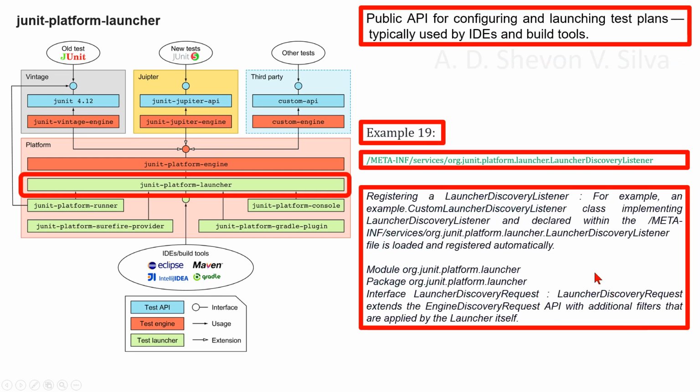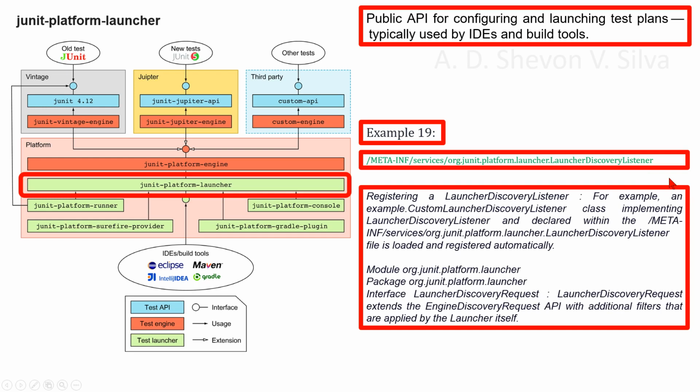Now we are considering registering a launcher discovery listener. For example, an example.CustomLauncherDiscoveryListener class implementing LauncherDiscoveryListener and declared within the /META-INF/services/org.junit.platform.launcher.LauncherDiscoveryListener file is loaded and registered automatically.